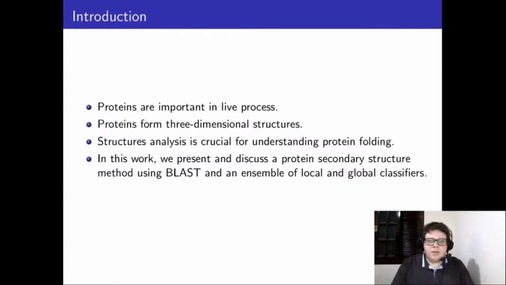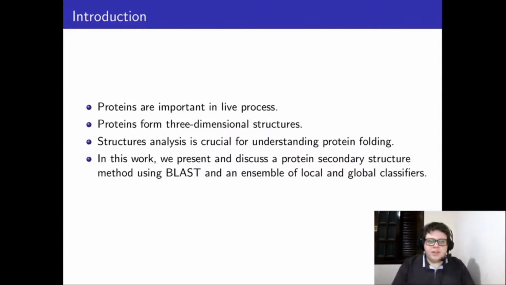Proteins are fundamental in biological processes. They are formed by a sequence of amino acids which, due to the physical and chemical interactions between them, form three-dimensional structures. The local three-dimensional structure that each amino acid forms is called secondary structure. The classification of secondary structures is divided into Q3 and Q8 classification. The analysis of protein secondary structure is important to understand the global folding of the protein.